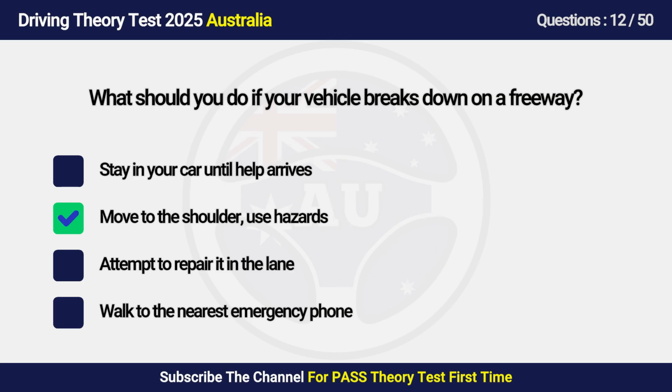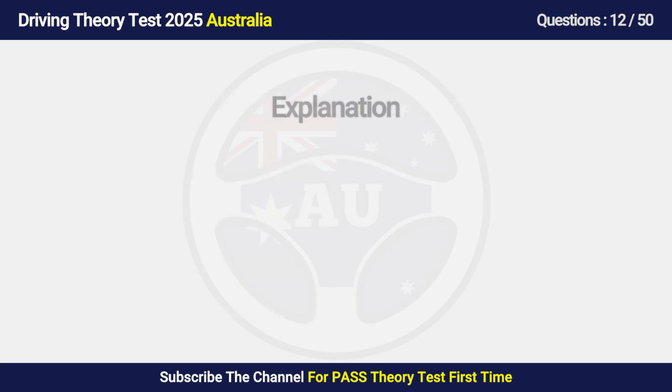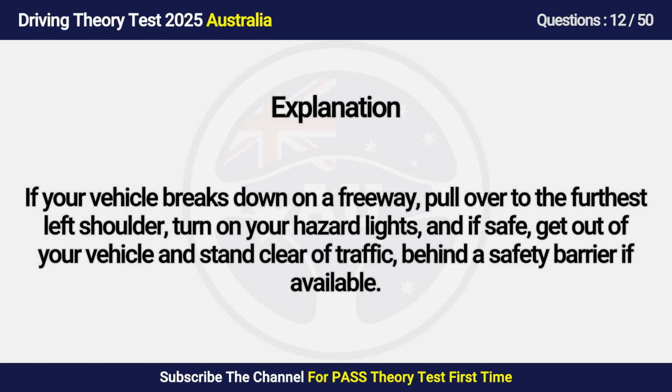Answer is B. Move to the shoulder, use hazards. If your vehicle breaks down on a freeway, pull over to the furthest left shoulder, turn on your hazard lights, and if safe, get out of your vehicle and stand clear of traffic, behind a safety barrier if available.